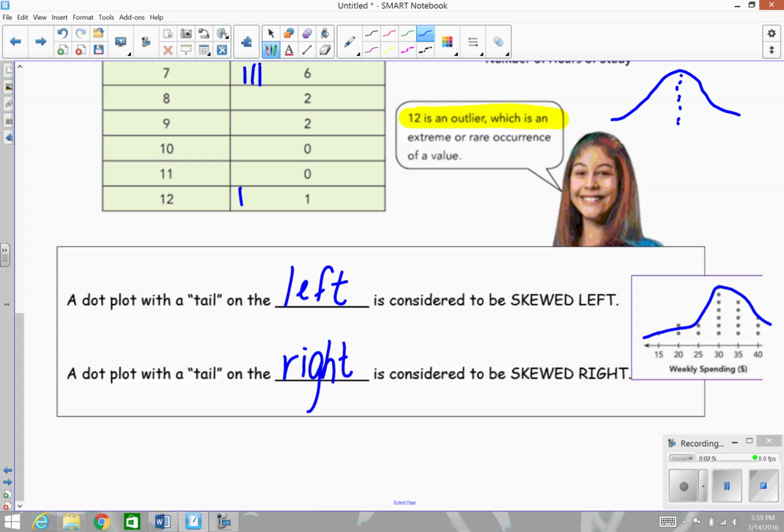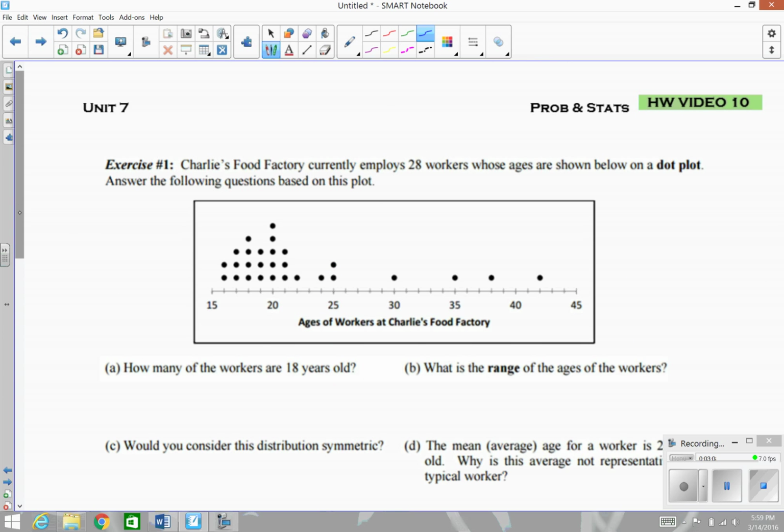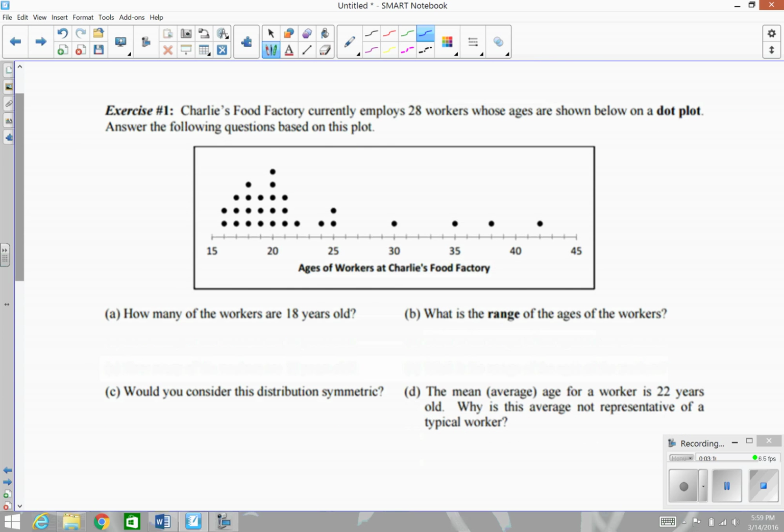And there's multiple reasons why that might happen. Those are really the basics of what you need to know. Now we can use that to practice some questions. Exercise 1 says Charlie's Food Factory currently employs 28 workers whose ages are shown below on a dot plot. Answer the following questions based on this plot. Some of these I know you can do on your own. I'd actually like you to try A, B, C, and D on your own. Pause the video and come back to me.